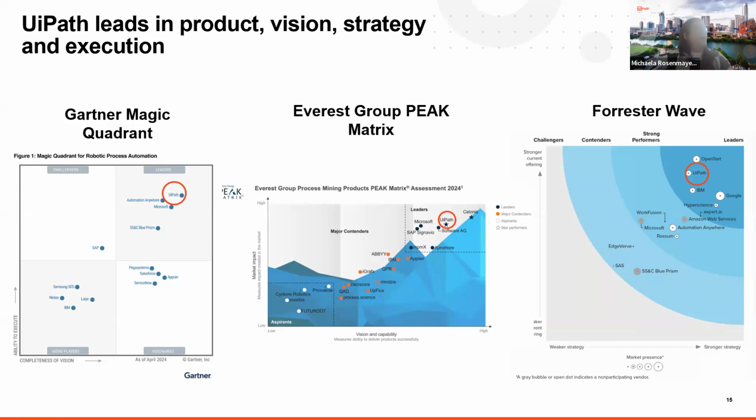Looking at these three graphics, you can see UiPath is in the top right compared to other companies. Just to mention a couple other companies you might have heard of, for RPA, Automation Anywhere and Microsoft are right there. For the Everest Group with process mining, Celonis is the other star performer. And for the Forrester Wave for document mining and analytic platforms, the leaders also include OpenText, Google, and IBM.